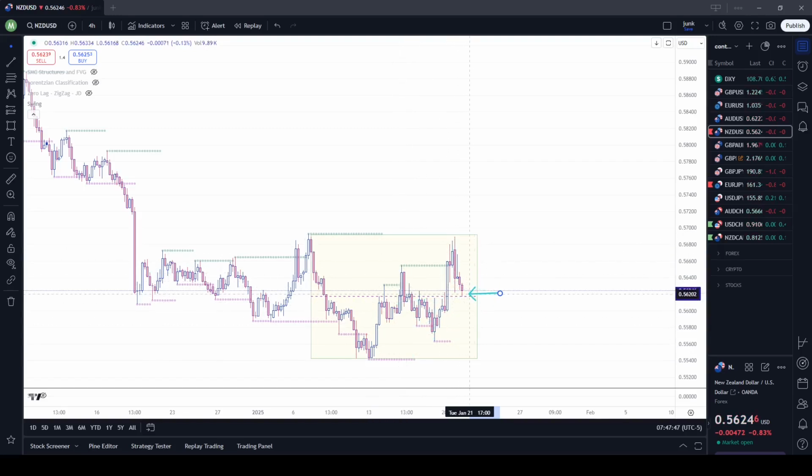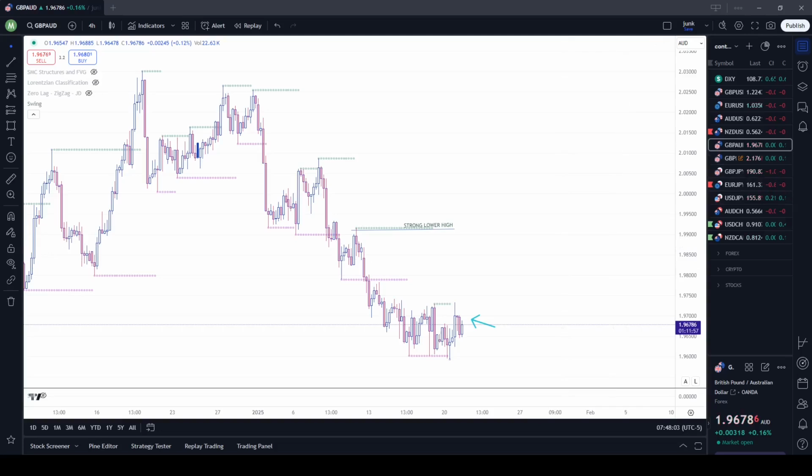So I'd be looking for any opportunities to take a buy, as long as it correlates with the dollar index and other US dollar pairs, to see if it's going to push up further, possibly targeting this area, to see if there's any opportunities to buy. Now, GBP AUD, these cross pairs are a little different.